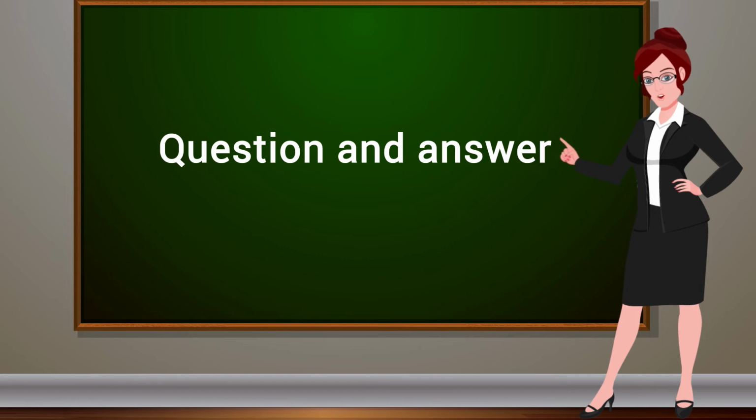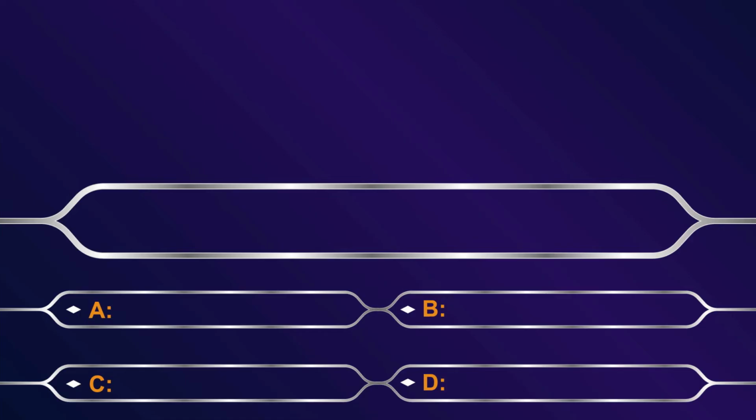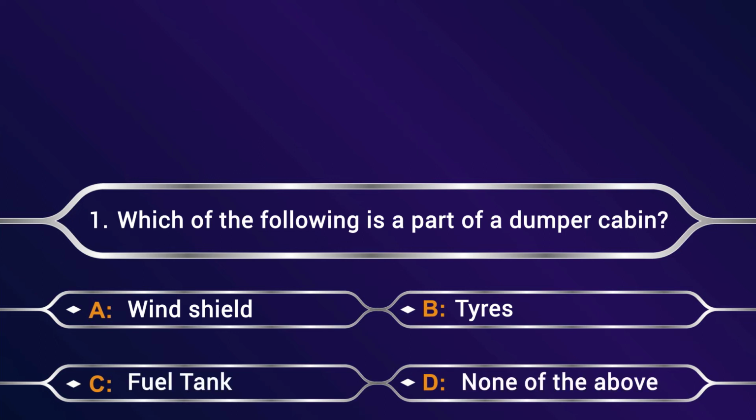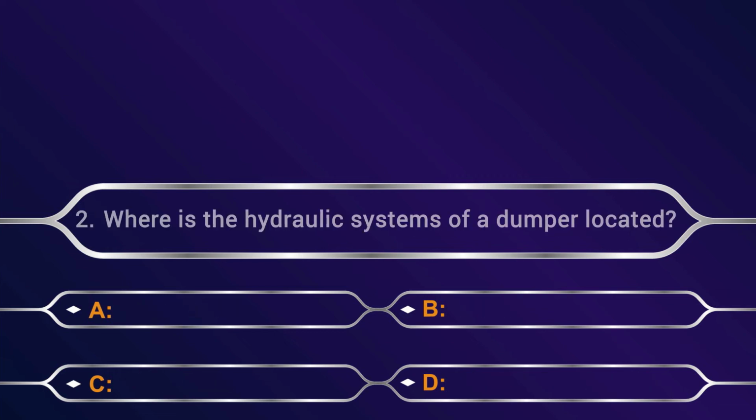Let us now evaluate our understanding. Question 1. Which of the following is a part of a dumper cabin? Option A. Windshield. Option B. Tires. Option C. Fuel tank. And option D. None of the above. Yes, you guessed it right. It's windshield.